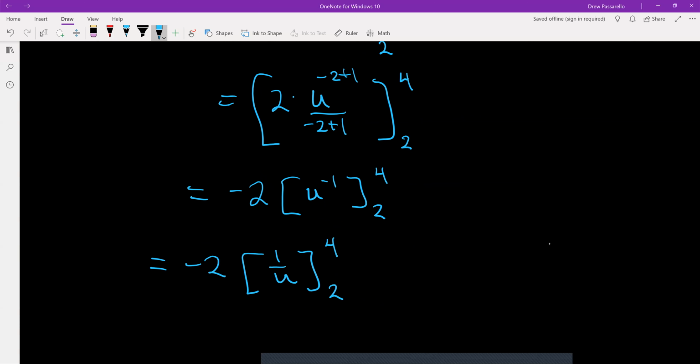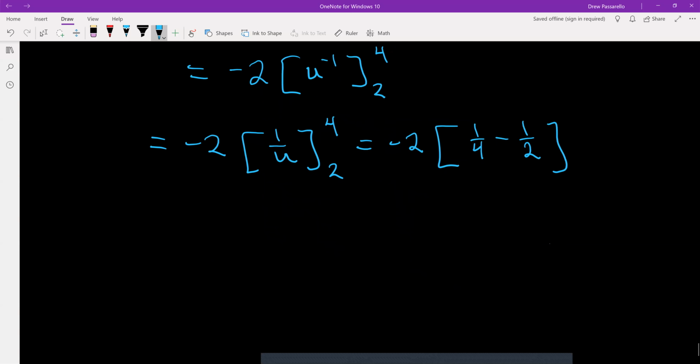So now I apply the fundamental theorem. Plugging in 4, that's 1/4, and then plugging in 2, that's minus 1/2. All right, so that's going to give us negative 2 times negative 1/4, which is going to be positive 1/2.